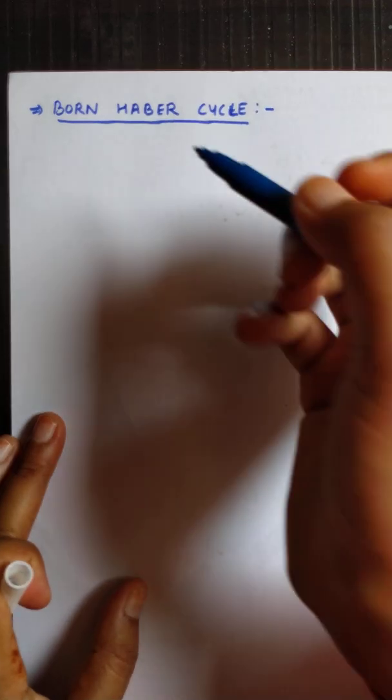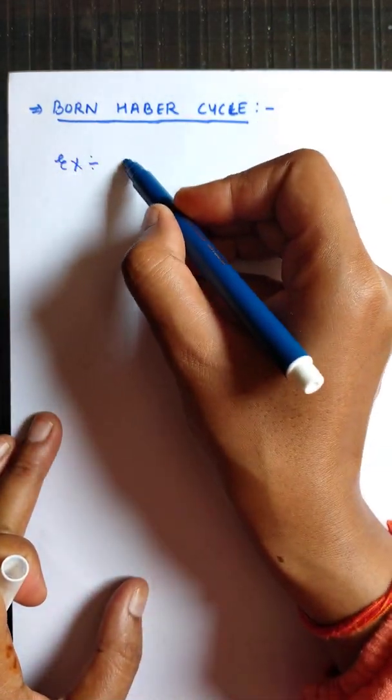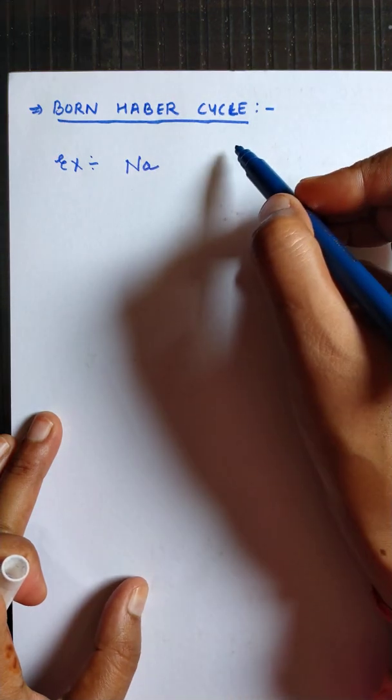तो Born-Haber cycle क्या होता है कि लैटिस एनर्जी को मेज़र करने का तरीका है. ठीक है, तो देखो हम कैसे मेज़र करेंगे. जैसे हम सबसे बेस्ट एग्जांपल लेते हैं. First example we are taking for the formation of NaCl.